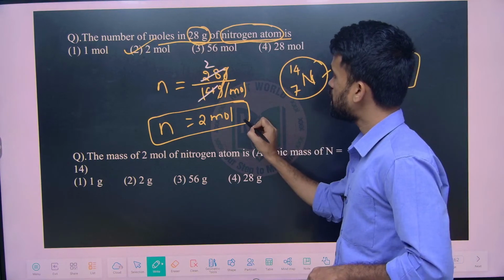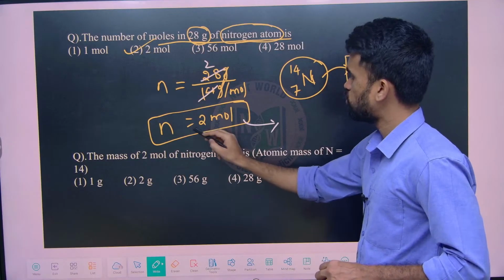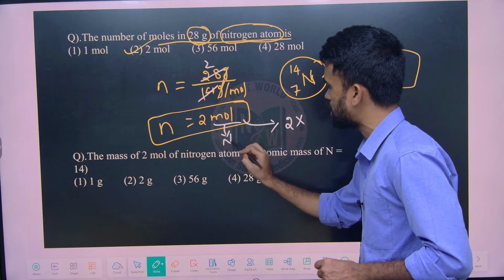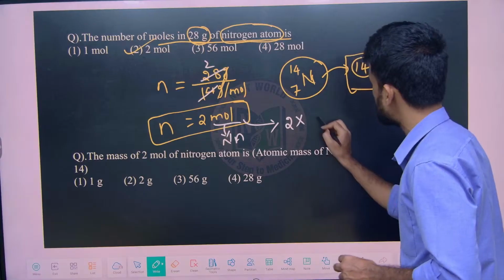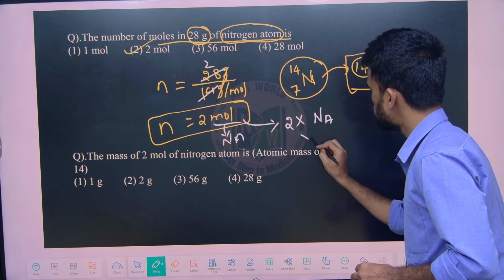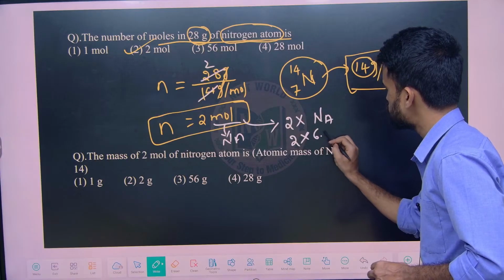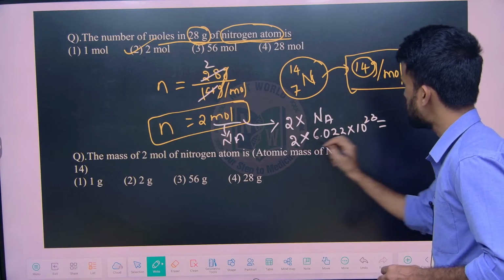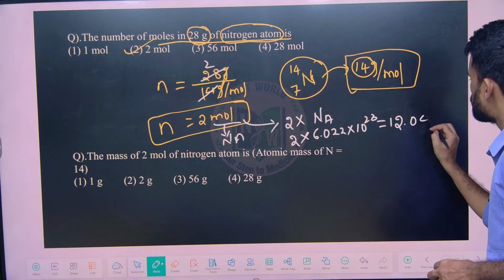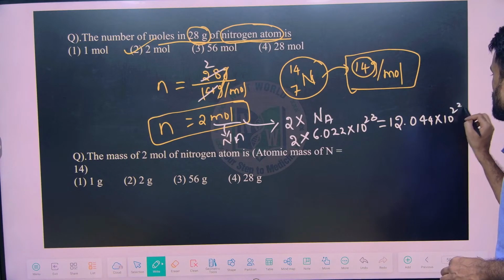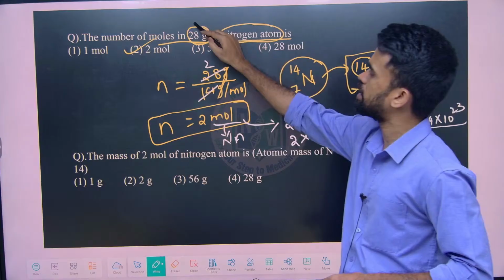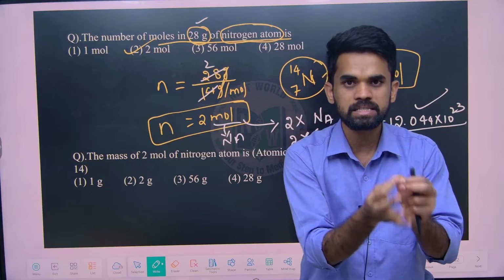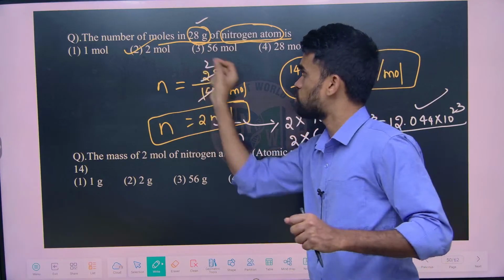One more thing I wanted to ask: how many nitrogen atoms are there, if they ask? The number of moles is 2. We know 1 mole contains Avogadro number of particles, Na. So multiply with that: 2 into Avogadro number, 6.022 into 10 power 23. 6 2s are 12, so 12.044 into 10 power 23 nitrogen atoms are there in these 28 grams. Like this, by knowing the number of moles, we can easily calculate how many particles are there in that quantity of substance.